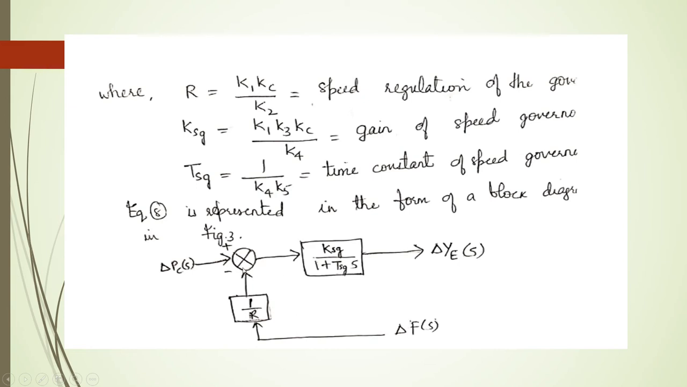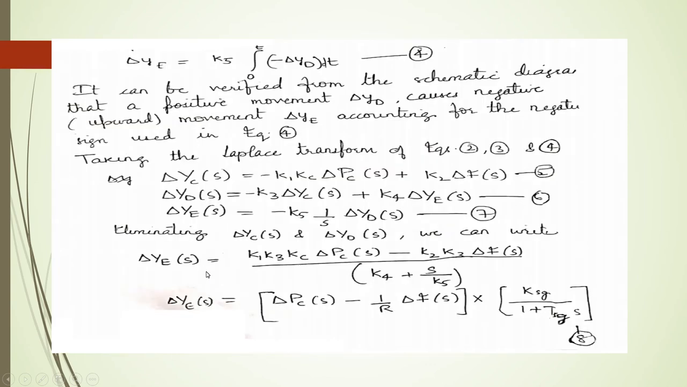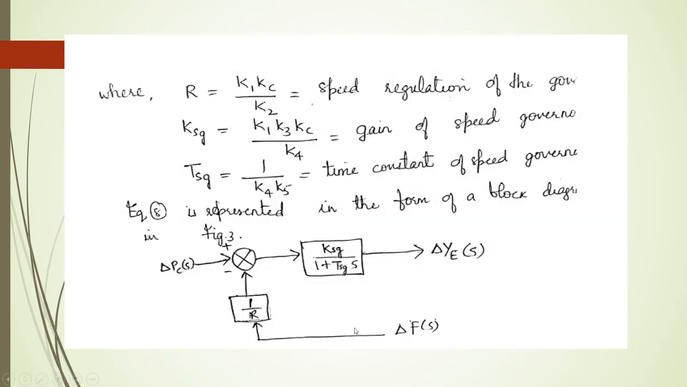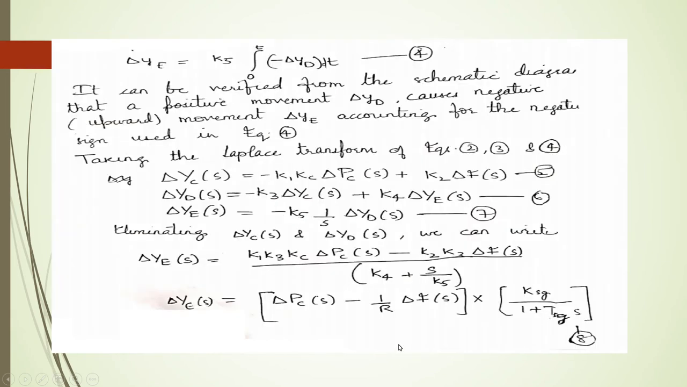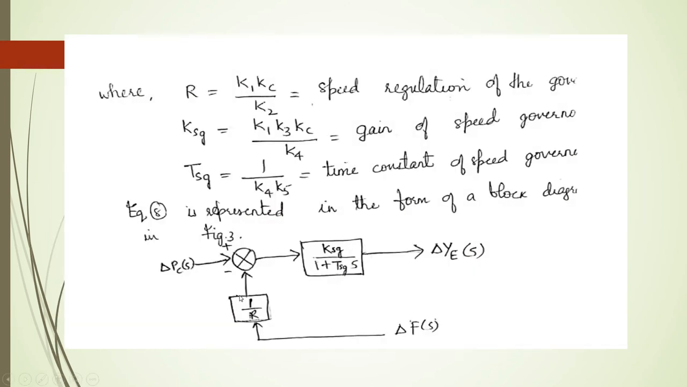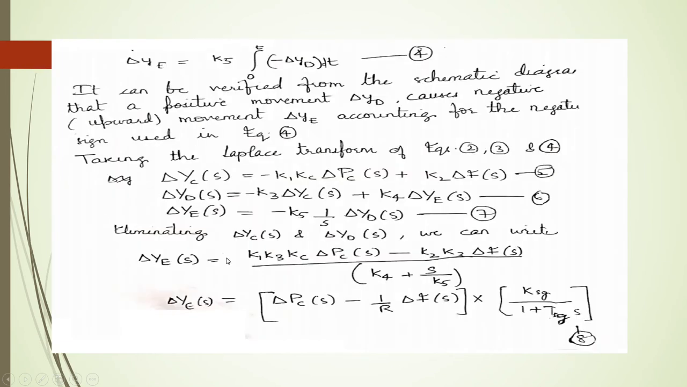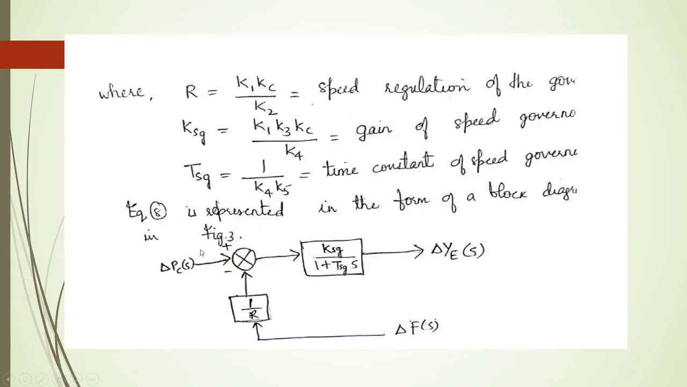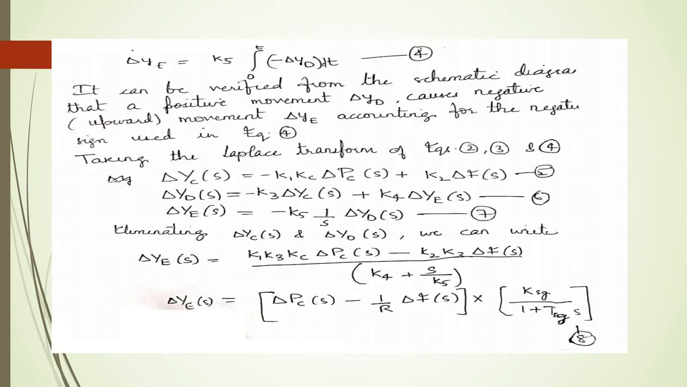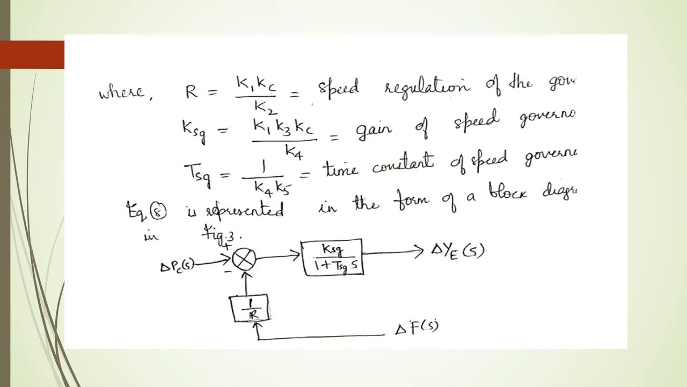Here this is the summing point. So delta YE of S is here, and 1 by R delta F of S. So this is 1 by R into delta F of S, and delta PC of S is here. So delta PC of S minus 1 by R delta F of S into KSG by 1 plus TSG into S is equal to delta YE of S.